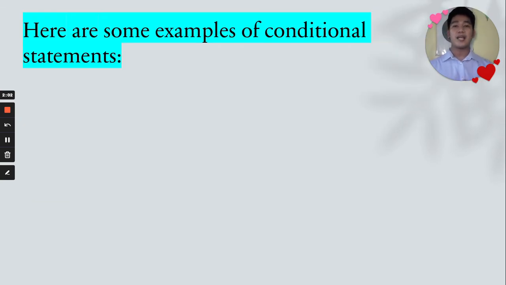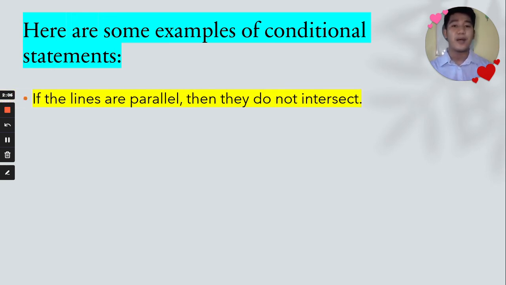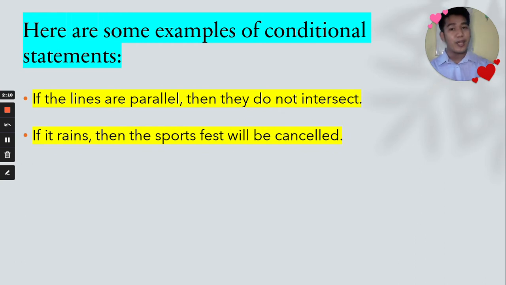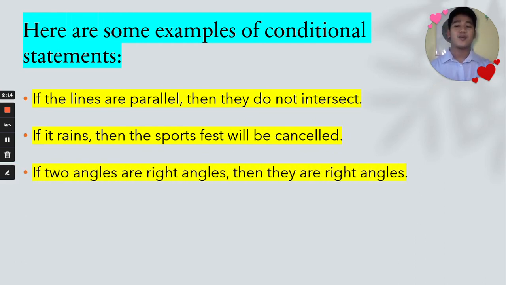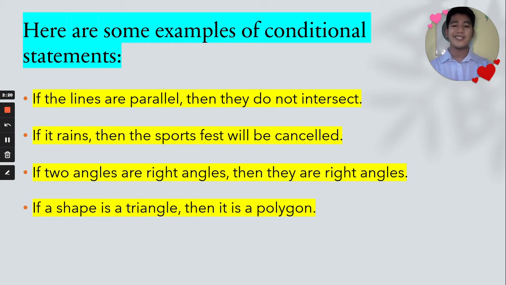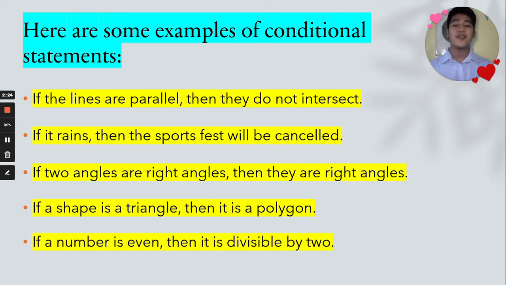Now, here are some examples of conditional statements. If the lines are parallel, then they do not intersect. Second, if it rains, then the sports fest will be cancelled. If two angles are right angles, then they are right angles. If a shape is a triangle, then it is a polygon. If a number is even, then it is divisible by 2. So these are the examples of conditional statements.